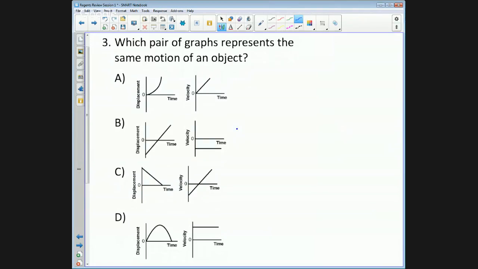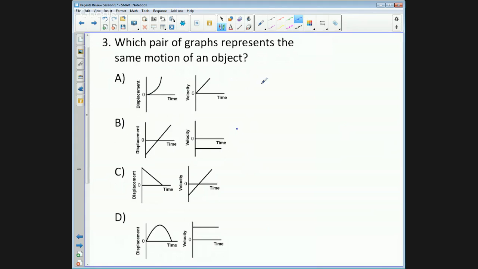So we have to look at each of these graphs. There's a displacement versus time graph and a velocity versus time graph, and we need to figure out which one is showing the same type of motion. We'll just have to look at each of the individual choices. For choice A, it has this curve for displacement over time. That means that distance is increasing at an increasing rate. So that means that this object is accelerating.